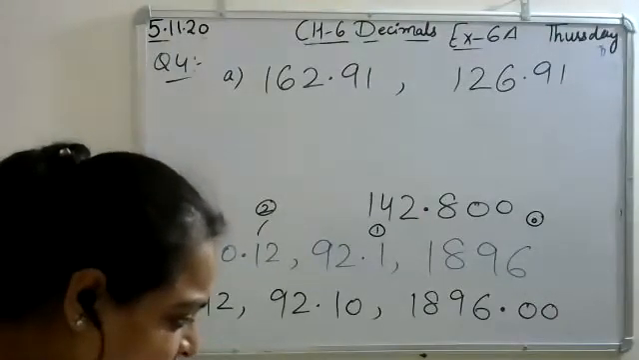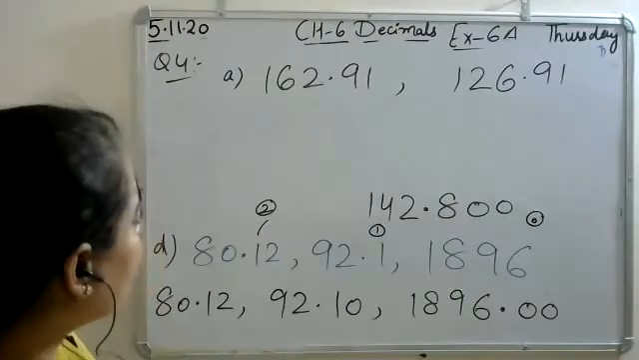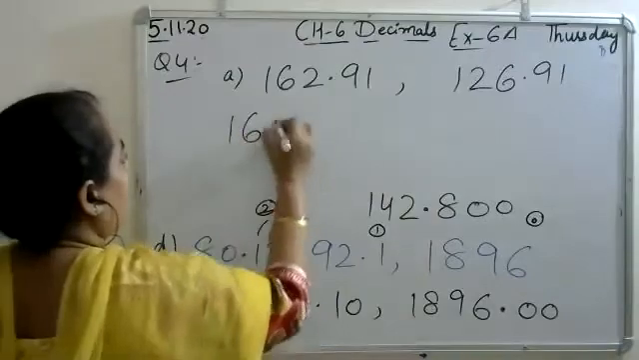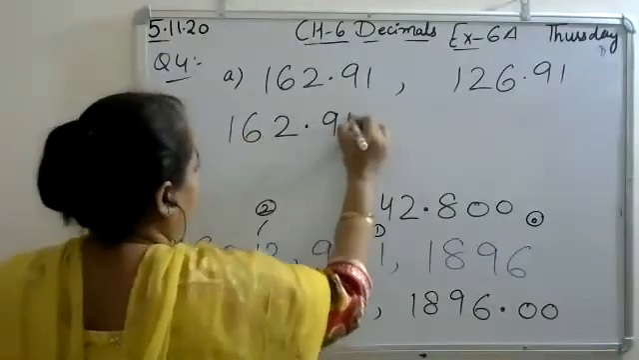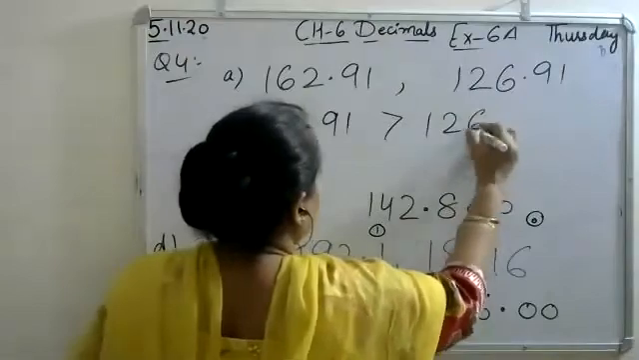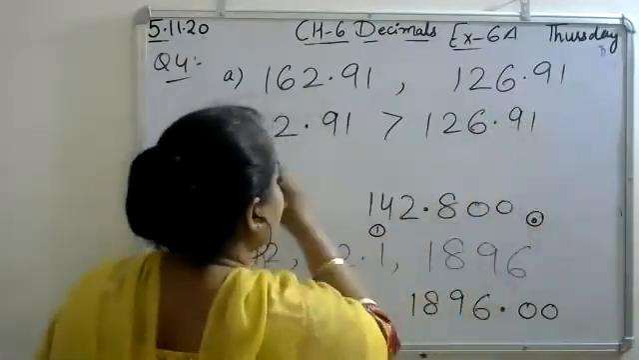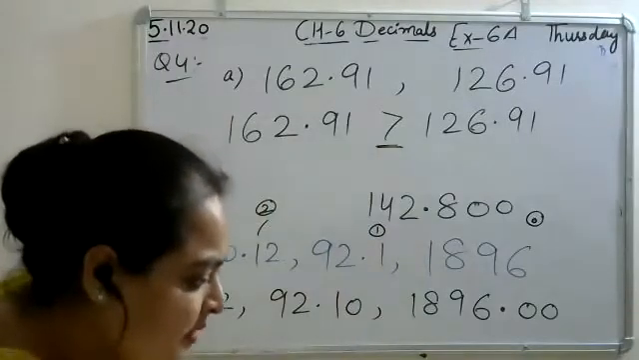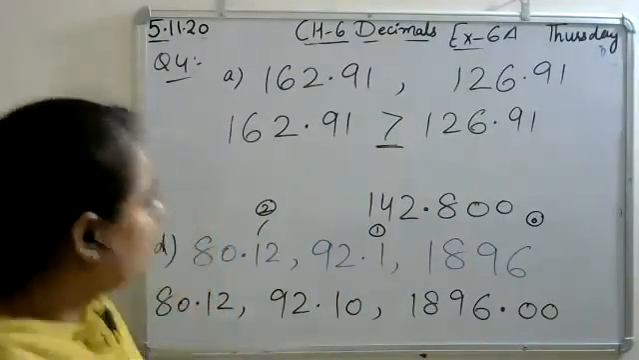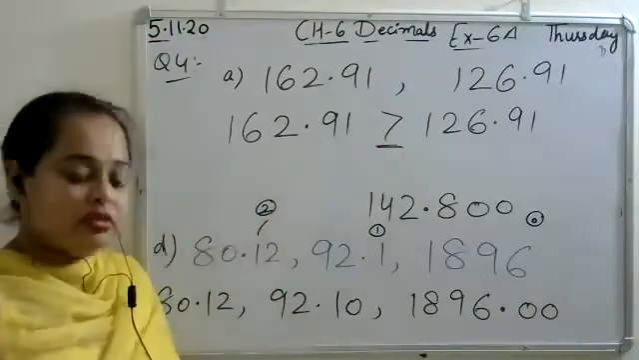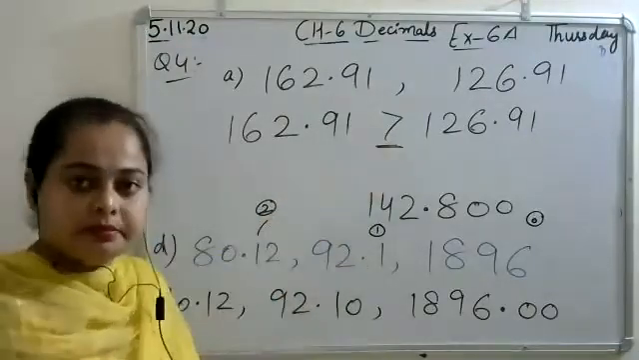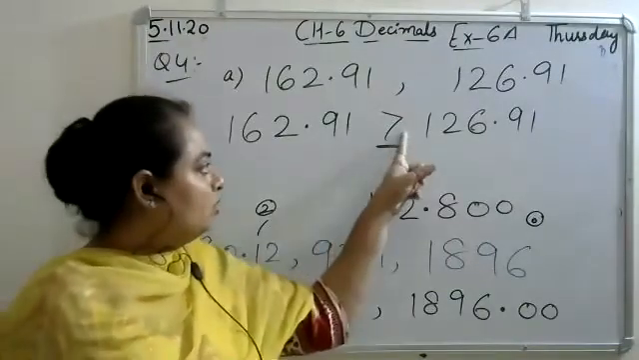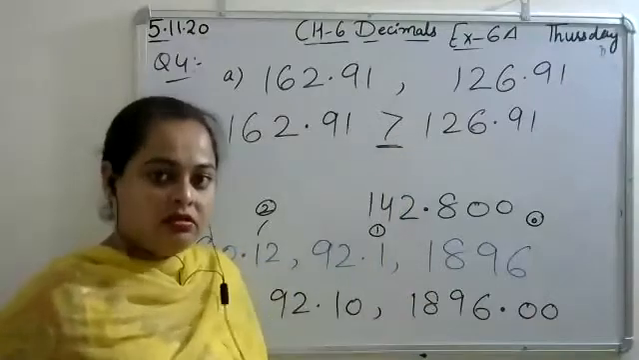Now which number is greater? Out of these two, which number is greater? 162.91 is bigger than 126 decimal 91. This is bigger, and this symbol is compulsory. What is the name of this symbol?